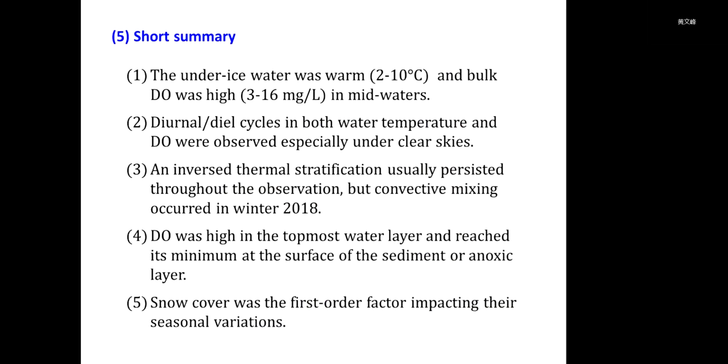So here, directly from the observation datasets, we can get some short summaries. 1. The under-ice water was warm, and the bulk dissolved oxygen concentration was high in midwinters in these lakes. 2. Diurnal cycles in both water temperature and DO were observed, especially under clear sky with no snow covers. 3rd, an inverse thermal stratification usually persisted throughout the observation, but convective mixing occurred in winter 2018. 4. DO was high in the topmost water layer and reached its minimum at the surface of the sediment or anoxic layer. 5. Snow cover may be the first order factor impacting their seasonal variations.